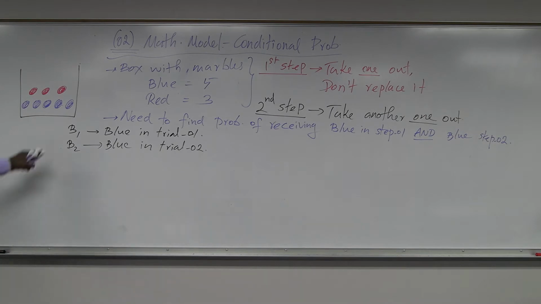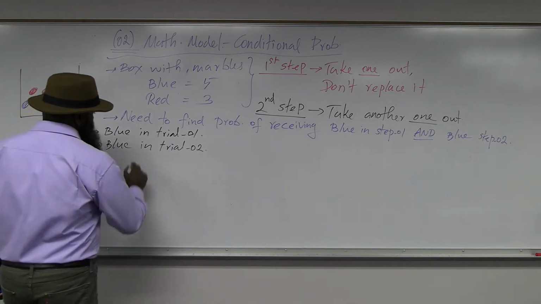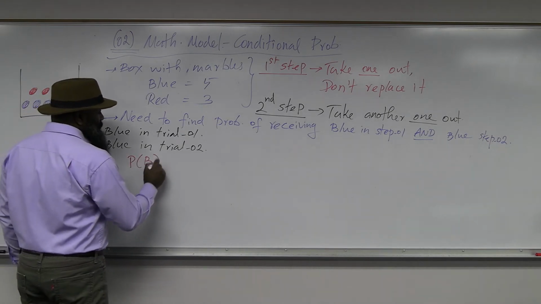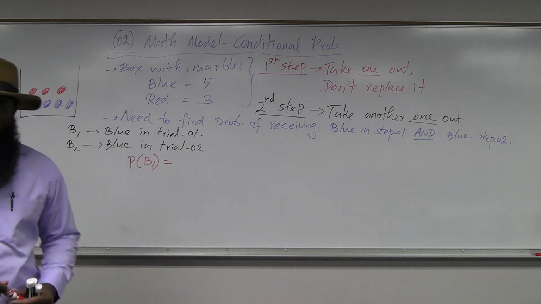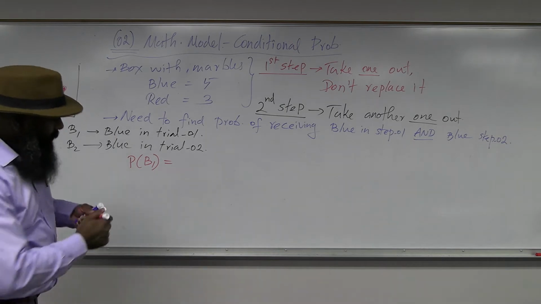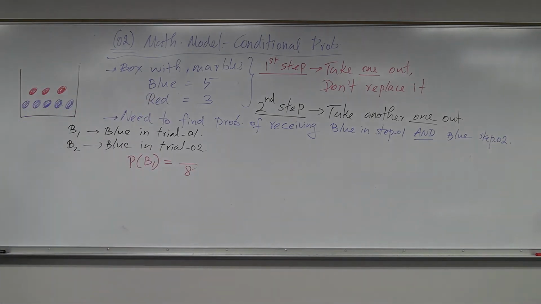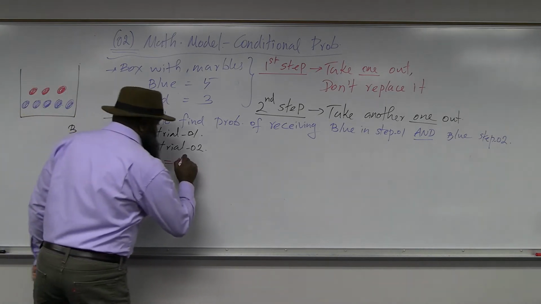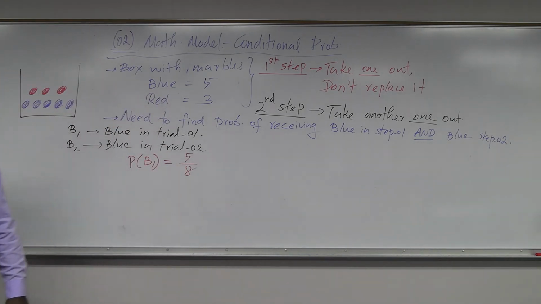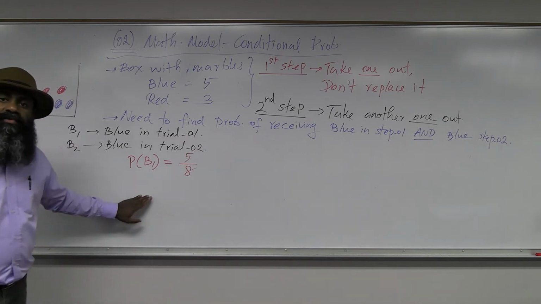Of course, I can write down P(B1) without any hassle. So what is P(B1)? Probability of receiving a blue marble in the first step. Well, altogether I have 8: 5 blue plus 3 red. Out of 8, I have 5 blue marbles, so the numerator should be 5. So the probability of receiving a blue in trial 1 should be equal to 5/8. Now this should be very straightforward.